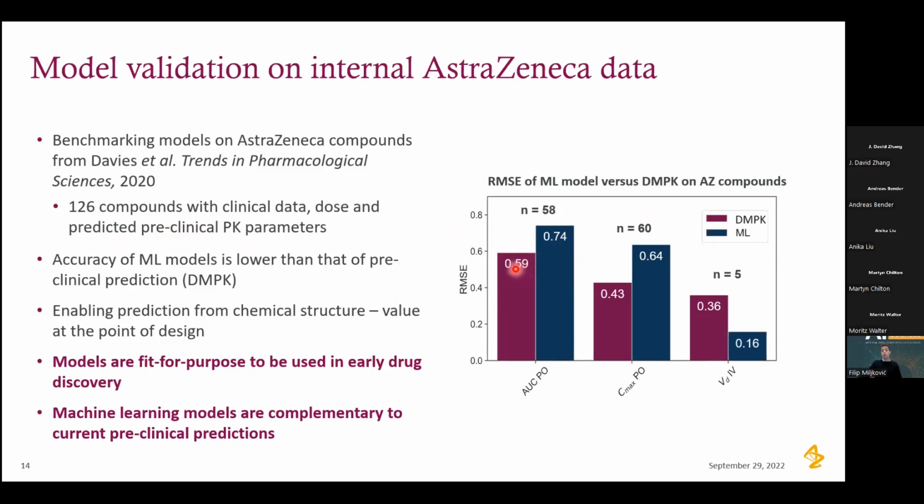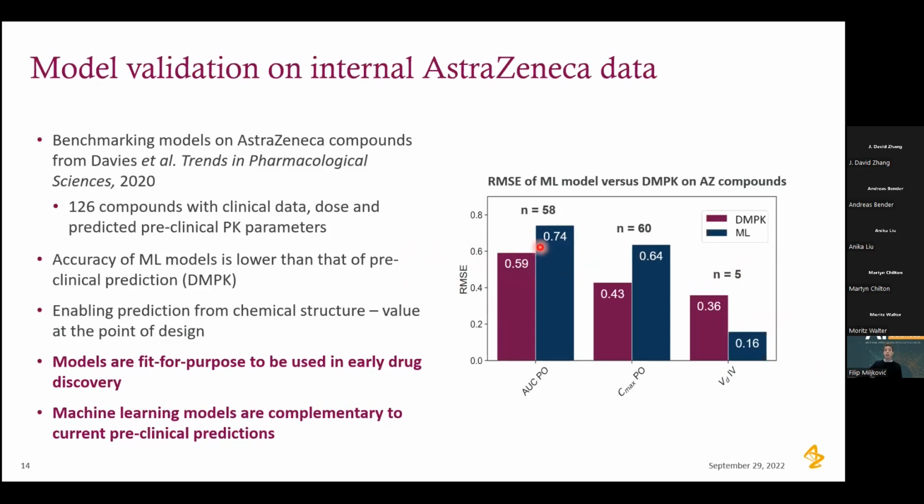As we can see from the RMSE values, in all cases DMPK had better prediction power than the machine learning models, except in one case, which was for the volume of distribution. But please note that there are only 5 compounds where we have volume of distribution available, so this is not statistically valid. Still, the DMPK measurements are cumbersome to obtain and to get the estimate, and at that point, we already have compounds synthesized and progressed.